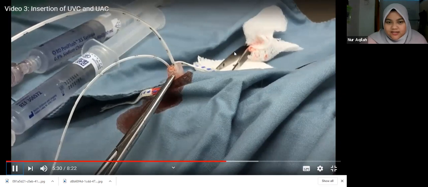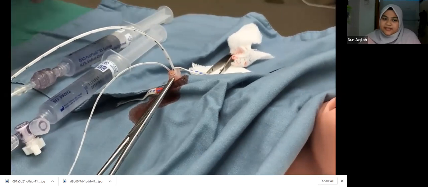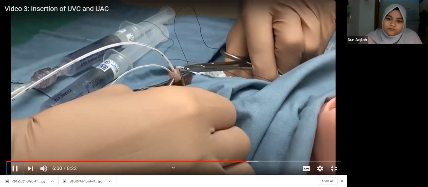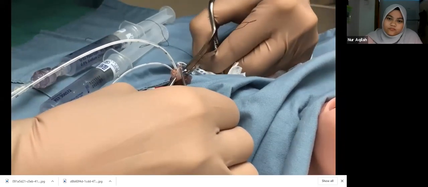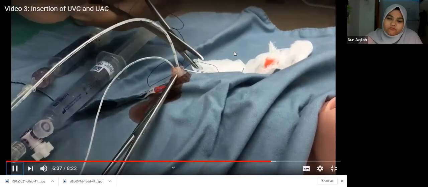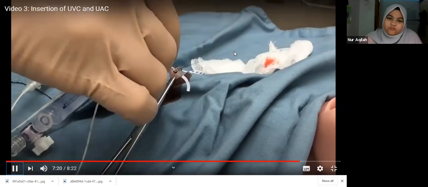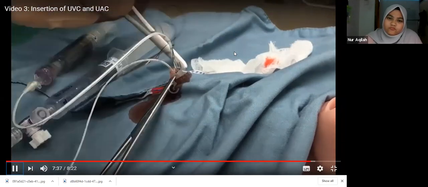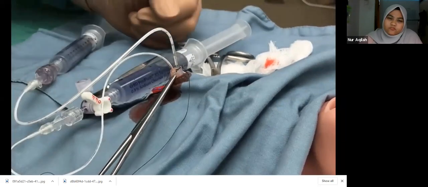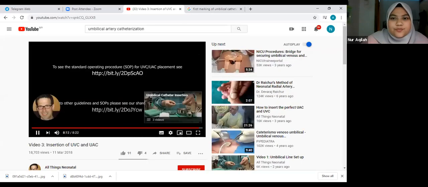And then they secure the UAC and also UVC by using suture in this method. In this video, with the needle driver, they avoid catching any of the catheter, any of the vessel, I should say. Catching some cord is also acceptable. Proceed to do suturing of each vessel separately to the cord. Yeah, I think that's it about umbilical vein and also umbilical artery catheterization.